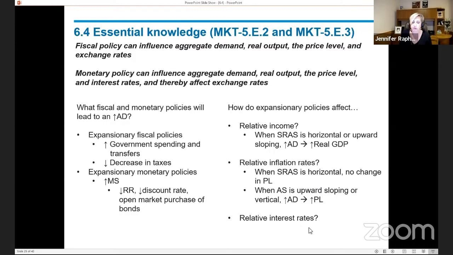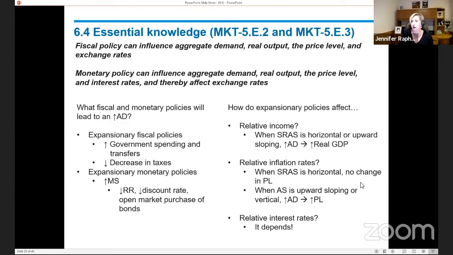Now, what about relative interest rates? And here the answer is really, it depends, because expansionary fiscal policy often drives up interest rates, but expansionary monetary policy is designed to drive down interest rates. So unless you know which policy is having a stronger effect on real interest rates, you can't say with any certainty. But you will often read a question that asks about the effect of fiscal policy on the loanable funds model, on the real interest rate.